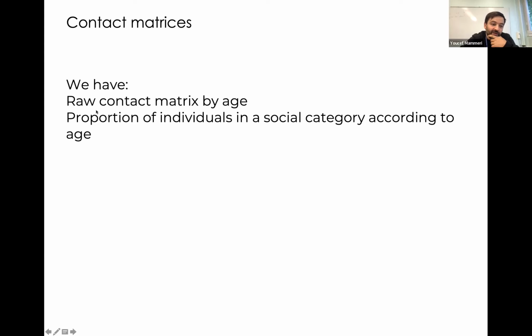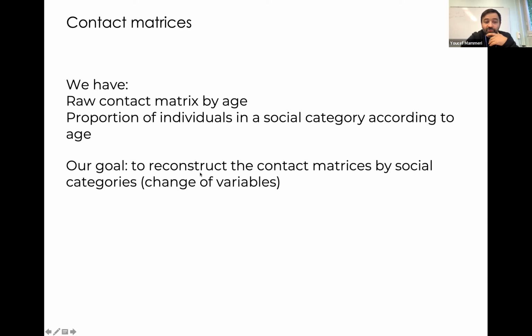And also, we don't know what they are doing in life. So we don't have the contacts between a teacher and a worker, for example, or a farmer. What we have is the proportion of individuals in many social categories according to age. And the question is how you can rebuild or reconstruct a matrix of social contact between social categories. So it can be done.